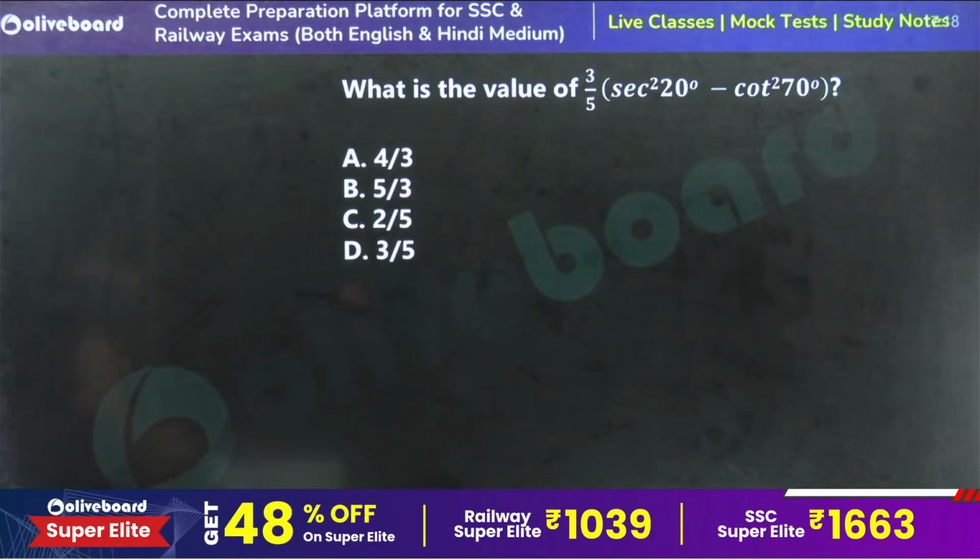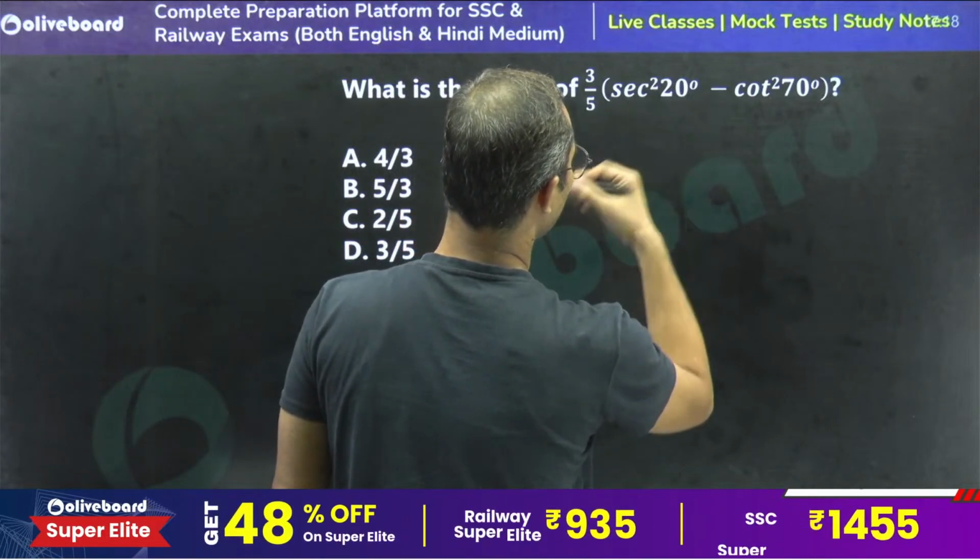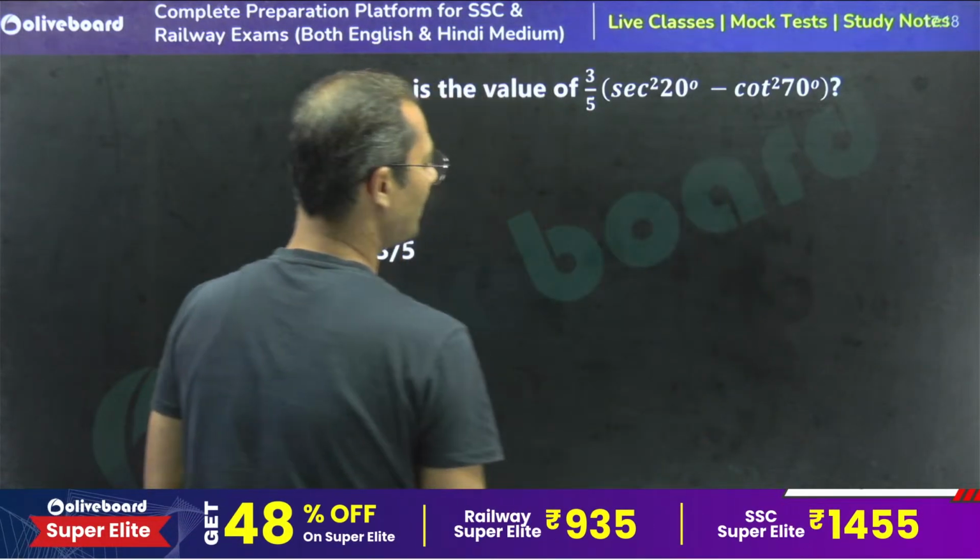Yes, very good. See, what is the value of 3 by 5 bracket sec square 20 degree minus cot square 70 degree?